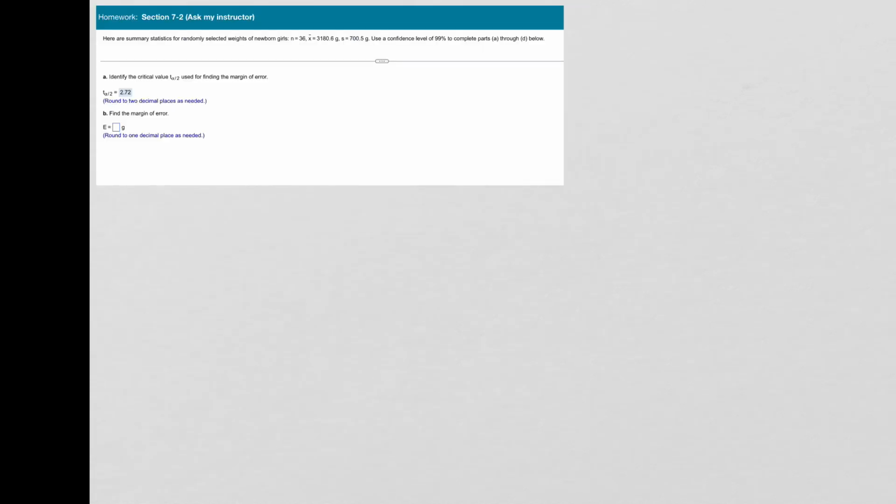Okay, so now we want to calculate the margin of error. There's a formula for this, but there's also a feature in your calculator that will find this for you. Since we're working with the t distribution, we're going to use t-interval.